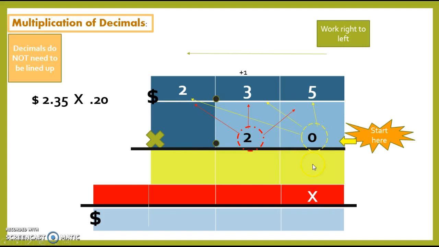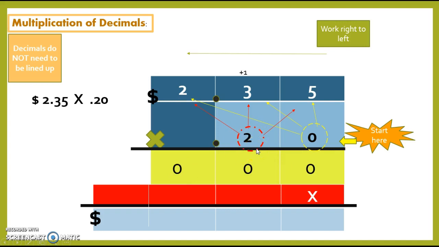Let's start here. You always start with this number in this location. 0 will get to multiply by each of the numbers above him. 0 times 5 is 0. You're going to put your answer here. 0 times 3, answer goes in this block. And 0 times 2, and that answer goes in that block. Now we're going to move over to the next number.